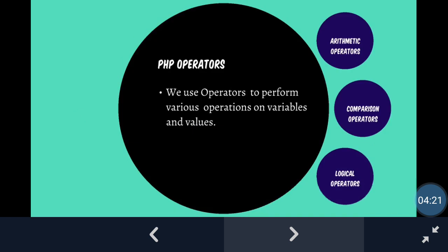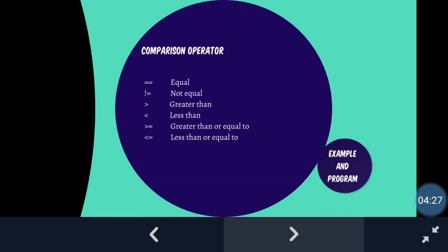Next, we are moving on with the second operator, which is the comparison operator. Let us see what the comparison operator is. As the name suggests, this is used to compare two values. The operator along with the name is there on the screen. The first one is the equal to operator. Next is not equal to, followed by greater than, less than, greater than or equal to, less than or equal to.